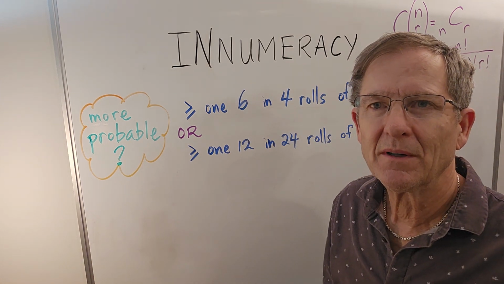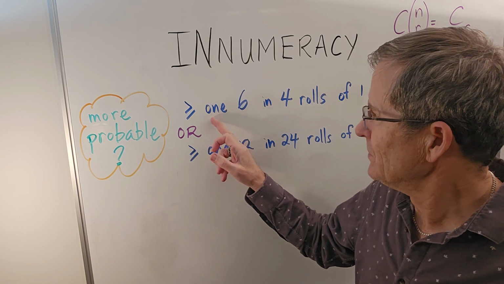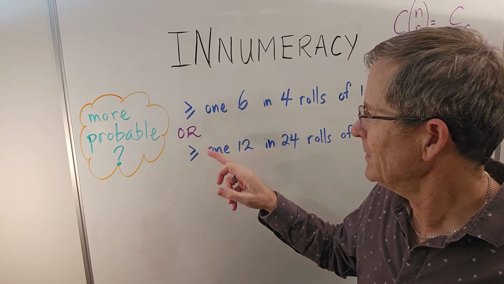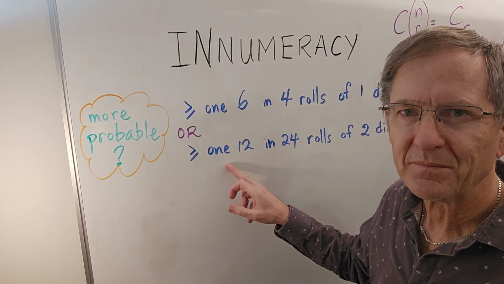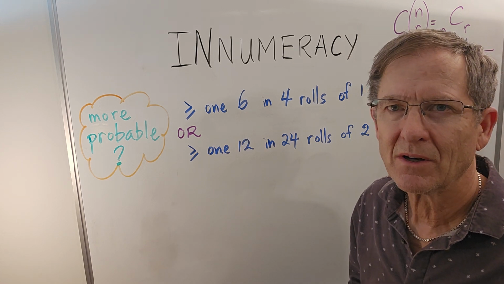But this time we're going to do it by considering 1 six, 2 sixes, 3 sixes, or 4 sixes. And here we'll calculate the same thing, and we should get the same answer. It's much more complicated. Here's how it goes.